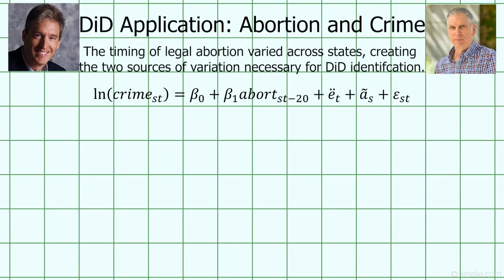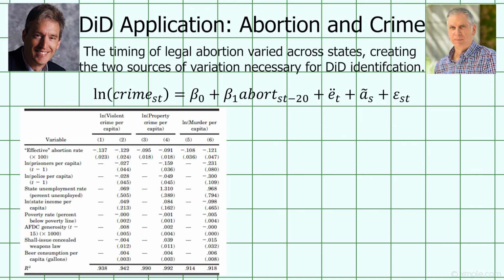Their results look like this. They conclude that an increase in the effective abortion rate of 100 per 1,000 live births is associated with a reduction of 12% in murder, 13% in violent crime, and 9% in property crime.